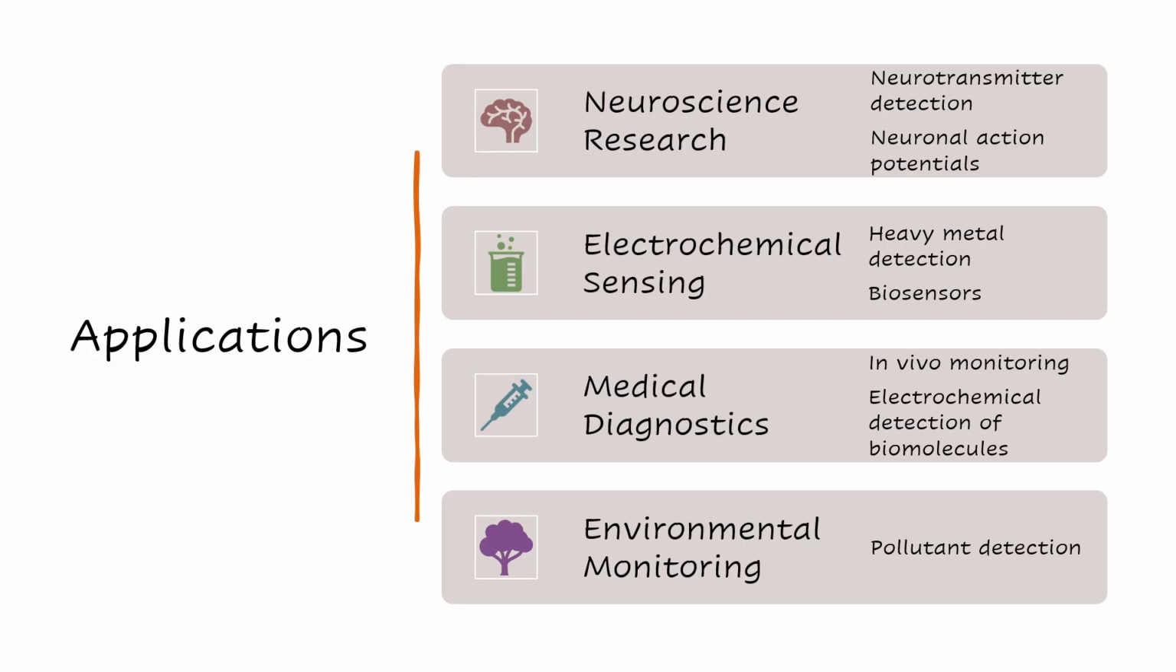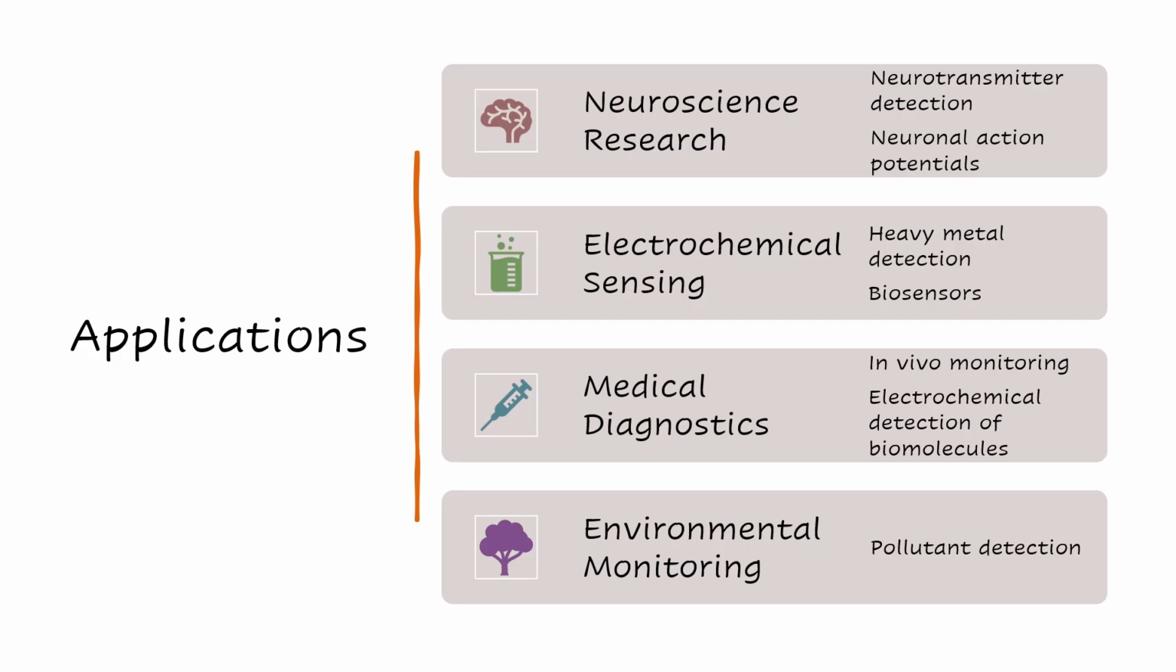Now that we've explored the properties of these electrochemical tools, I just want to highlight some of the diverse applications of carbon fiber microelectrodes. Carbon fiber microelectrodes are essential in neuroscience for recording brain activities. They help in detecting neurotransmitters and measuring neuronal action potentials, providing valuable insights into brain function and disorders.